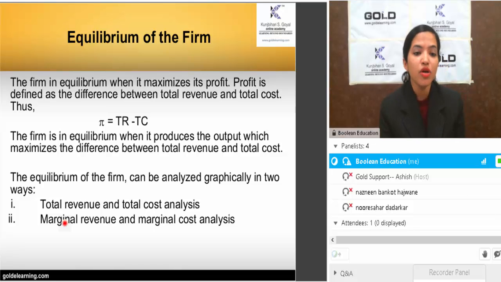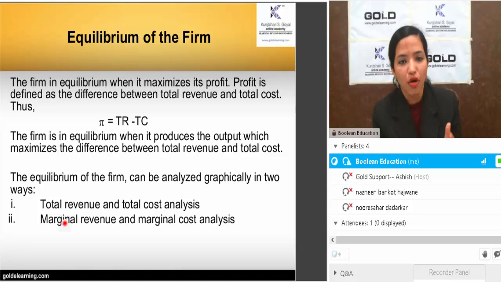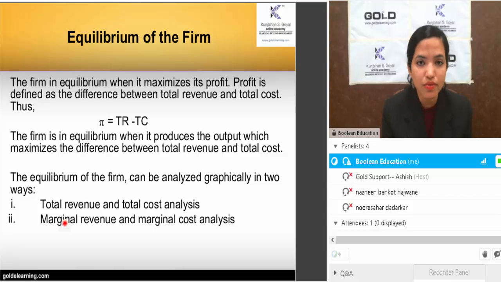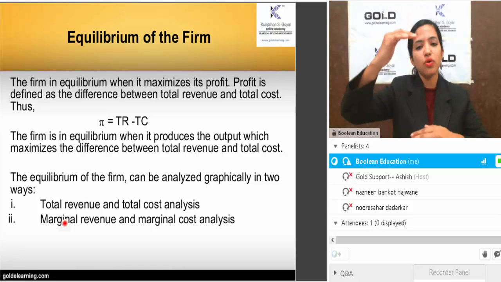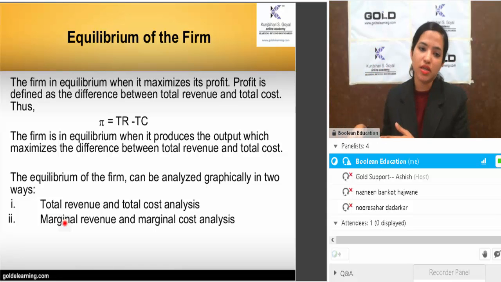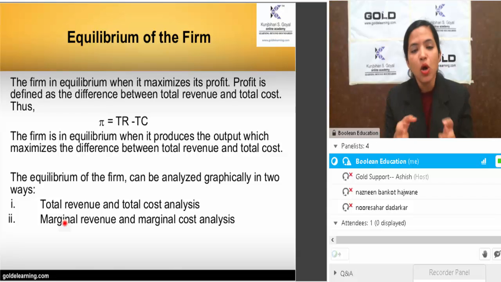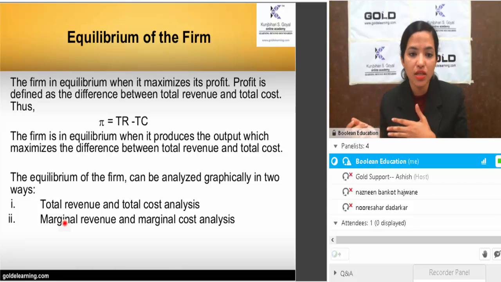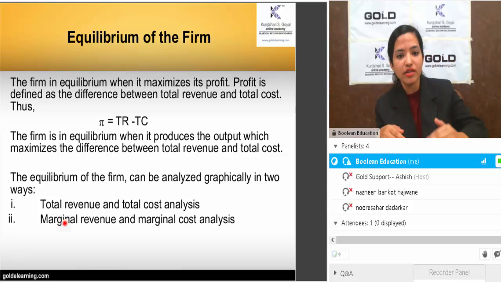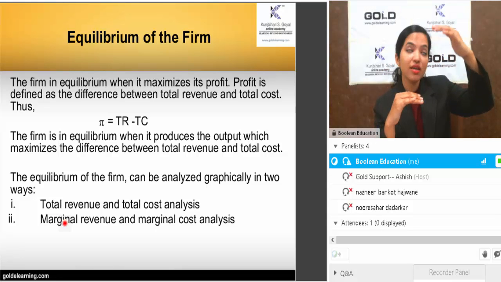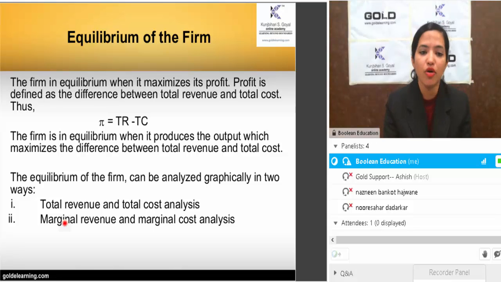The firm is in equilibrium, so pi, we are saying that is the profit, that equals to TR minus TC, total revenue minus total cost, the difference between total revenue and the total cost. The firm is in equilibrium when it produces the output which maximizes the difference between total revenue and total cost. जितना total revenue और total cost में difference होगा उतना ही firm का profit ज़्यादा, right? जितना difference बढ़ता जाएगा उतना ही firm का प्रॉफिट ज़्यादा होगा, that is total revenue ज़्यादा और total cost कम. ये डिस्टेंस जितना बढ़ता जाएगा उतना ही फर्म का प्रॉफिट ज़्यादा होगा.